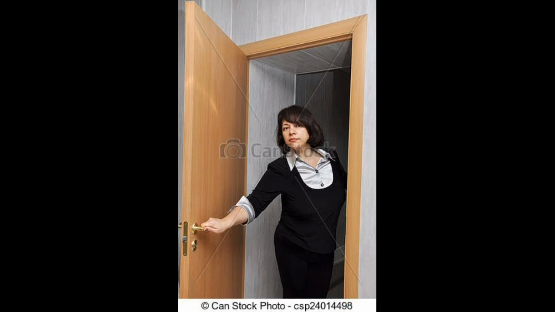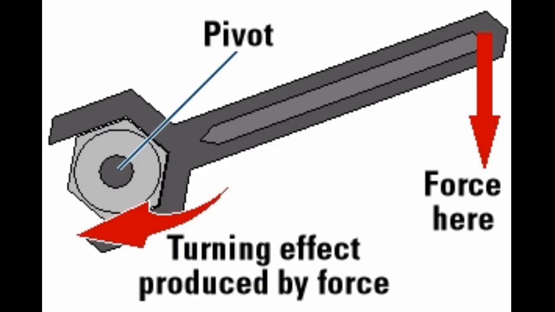If we apply a force on the handle of a door which is fixed at the hinge, the force turns the door around the hinge. This turning effect of the force about a fixed point or pivot is called the moment of the force, or simply moment. If the force has a tendency to turn or rotate a body in a clockwise direction, then the moment of force is called clockwise moment. And if the force has a tendency to turn or rotate a body in an anti-clockwise direction, the moment of force is called anti-clockwise moment.